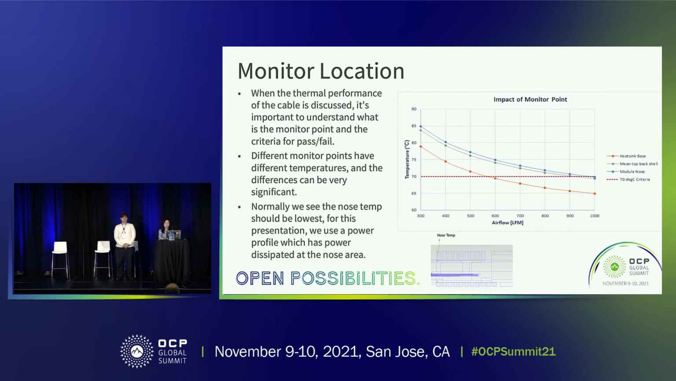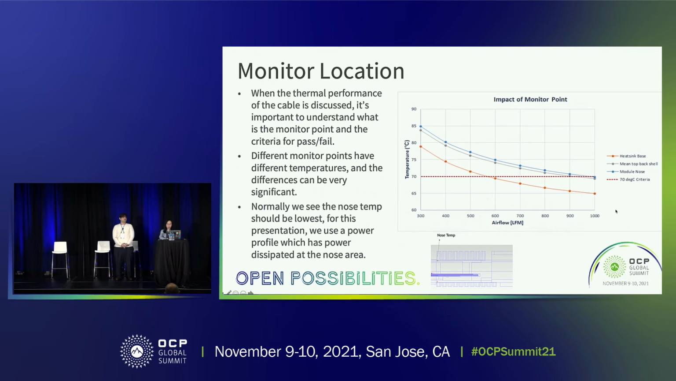Following that, we also want to discuss the monitoring location. As you can see, there are a couple of locations where we can monitor the temperature inside of the QSFP-DD module, assuming it's an AOC and dissipates power. For example, we can monitor the heatsink base temperature, and we can also monitor the main top back shell temperature or the module nose temperature. The heatsink base is defined as the center point of the heatsink, and the main top back shell is just the average temperature of the back shell. The nose area temperature is outside of the cage, but closest to the edge, so we define it as the nose temperature.